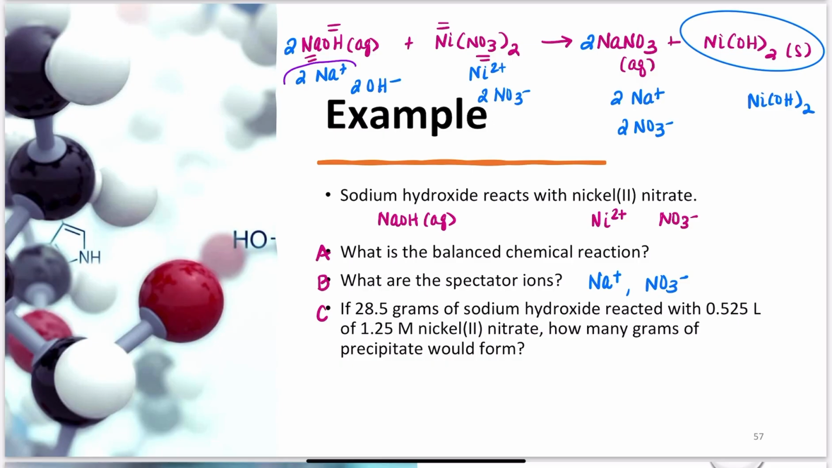What I see looking at this is I've got two sodiums and two sodiums on each side, and two nitrates and two nitrates on each side. So the sodium ion and the nitrate ions are my spectators in this reaction.